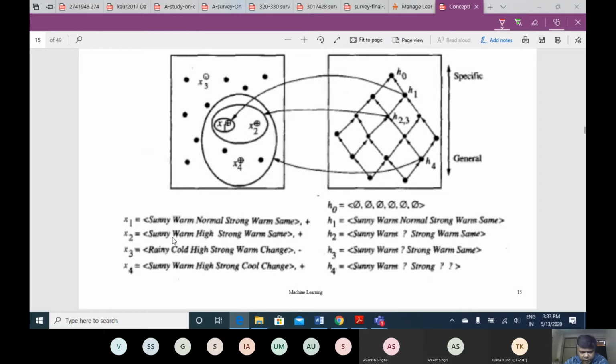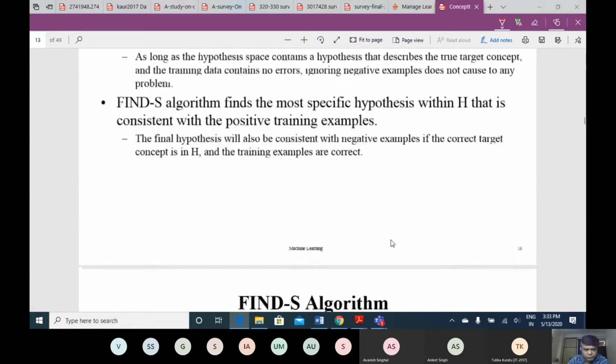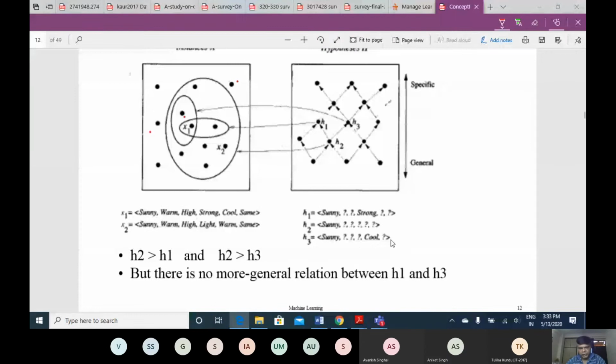Now we found that for this combination also, the environment is enjoyable. So how do we change this? This sunny is the same as this sunny, warm is the same as this warm, but high is different from normal. So we make a question mark here. What do we mean by this? Out of these two examples, what we have learned is that if the sky is sunny and the environment is warm, what is that value? Just note this.